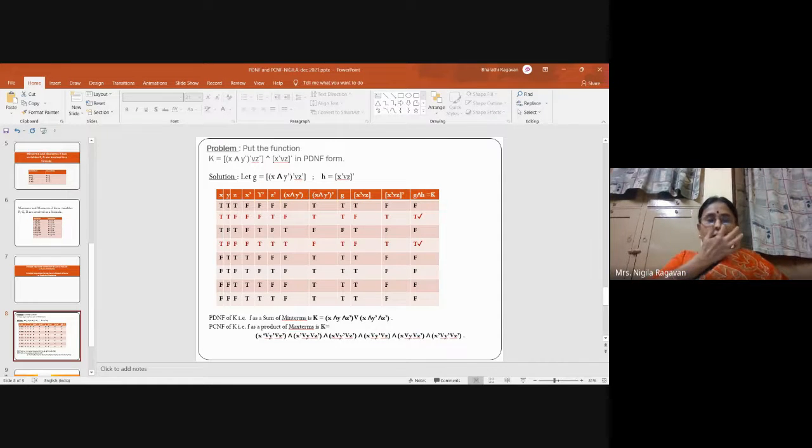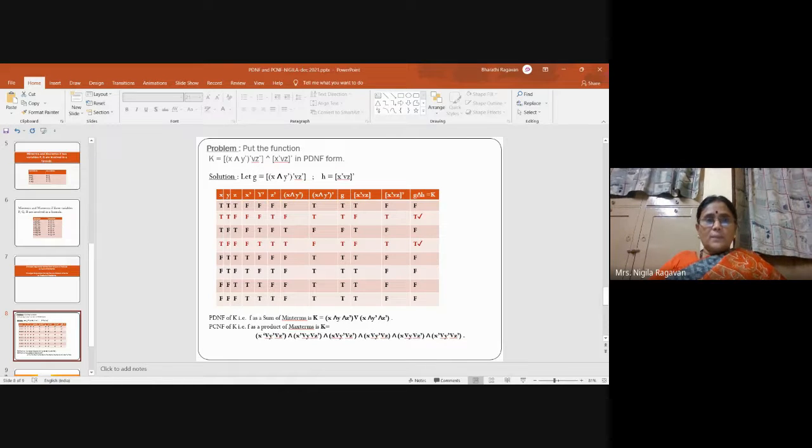Okay, after filling the entire table, why are 8 rows present here? Since 3 variables are involved, X, Y, Z, 2 into 2 into 2, that is 2 cube possibilities. Therefore we have 8 rows.